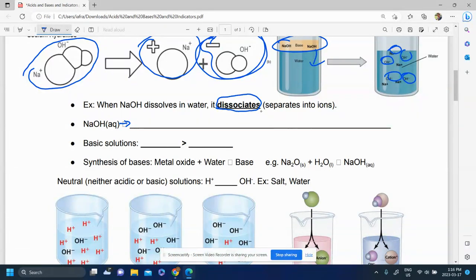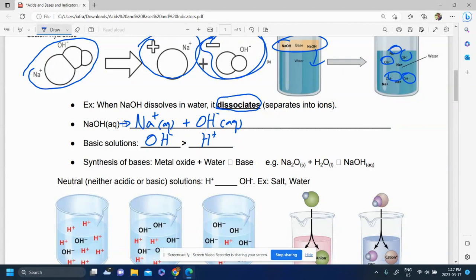Similar process though. So you'd separate it like this. You'd put the Na+ that comes from the periodic table, (aq), plus the OH-, (aq). And it's that OH- that makes the solution basic. In basic solutions, you have greater concentrations of OH- compared to H+.